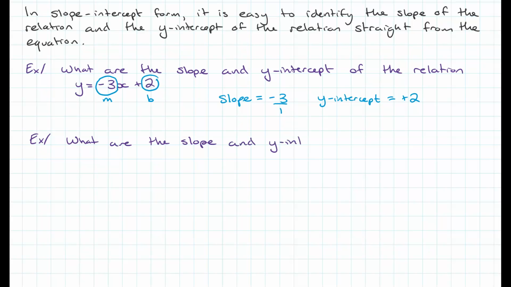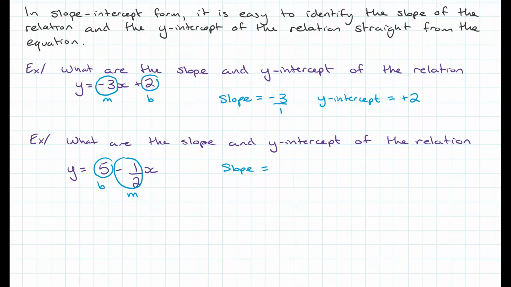The slope and y-intercept of the relation y = 5 - 1/2x. Now this is a little bit backwards because the slope is always the thing in front of the x, and the y-intercept is the thing that is not in front of the x. So these are written in backwards order. The slope is -1 over 2, and the y-intercept is positive 5.